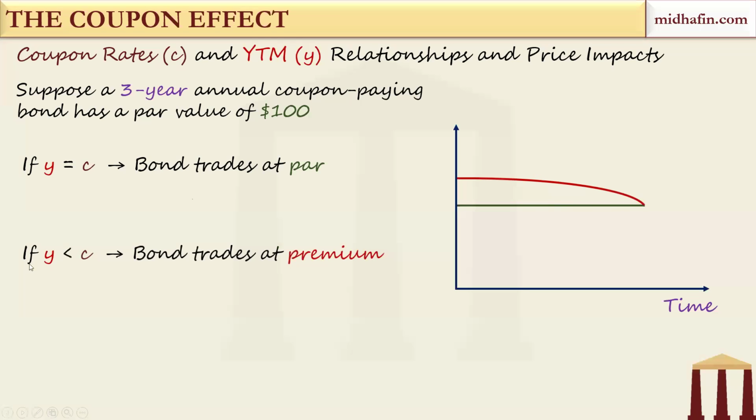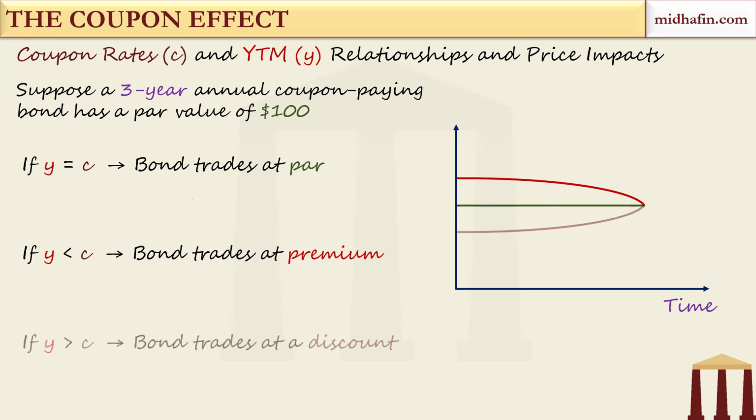If you find that Y is less than C, that means coupon rate is greater than the yield, then you will see that the bond sells at a premium, or in other words, clean price will be greater than 100. However, as time passes, as the maturity comes nearer and nearer, the bond price gets pulled towards par. And exactly at maturity, the bond value will be equal to the par value.